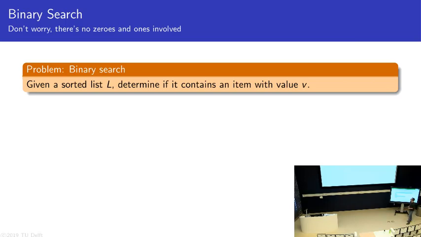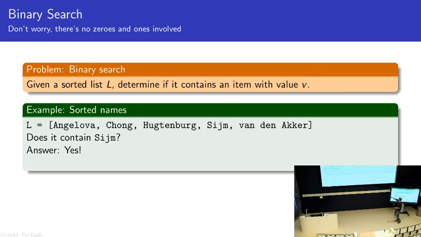So what would such an example look like? Well, something like this. These are the last names of all of the people involved in this course, and I want to know whether it contains Sam. The answer is yes. How do I know? Well, it's right there. I can see it. And I can find out by either checking all of the elements, or perhaps I can do something better.